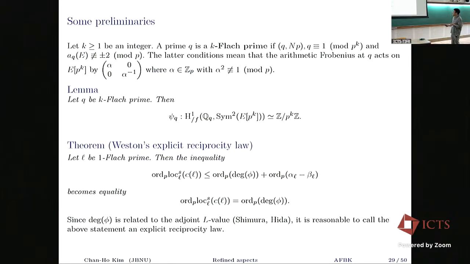And for this k Flach prime, the singular quotient of local cohomology is basically free of rank 1. And for this Flach prime, this inequality, the valuation of the localization at L of the class c_L, becomes an equality. Because the degree of phi is related to the adjoint L-value, thanks to the formulas of Shimura and Hida, it's reasonable to say this statement is an explicit reciprocity law.